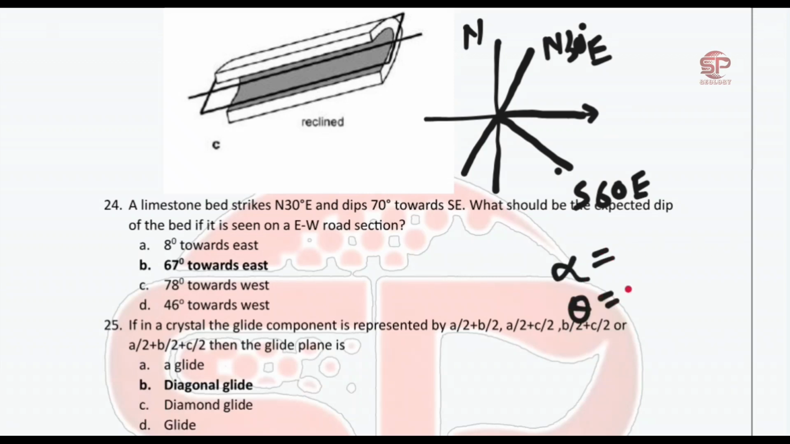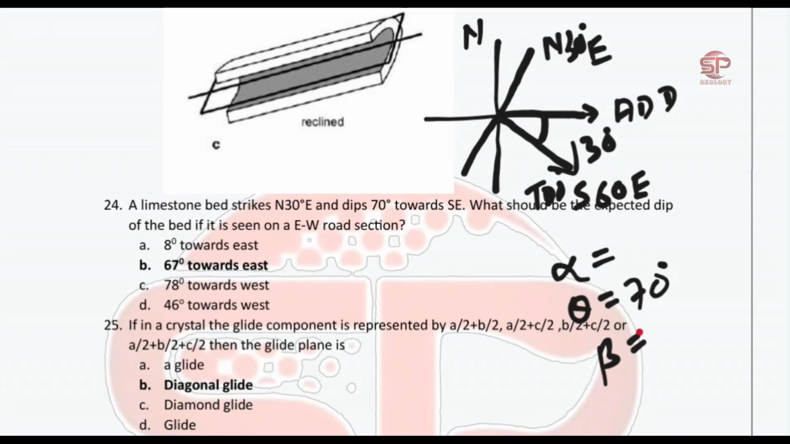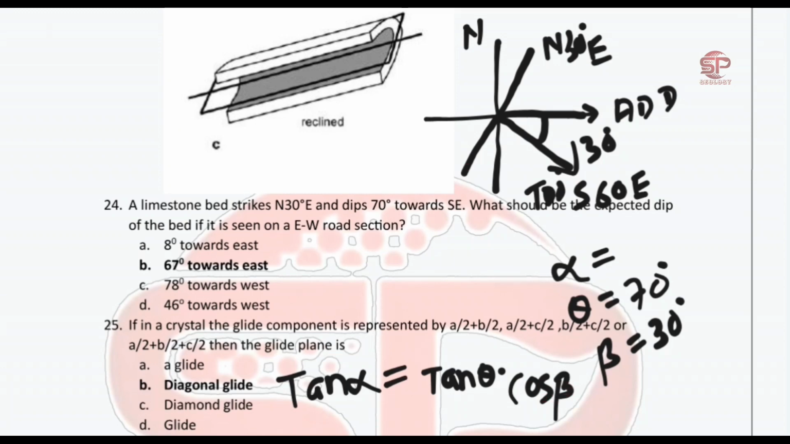So theta is given as 70 degrees, and we can calculate beta from here. This is the true dip direction. This is the apparent dip direction. So this angle will be 30 degrees. So this is 30, this is 60, and this is 30. So beta will be 30 degrees. So you can put the formula tan alpha equal to tan theta into cos beta. If you put the values, the answer will be approximately 67 degrees towards east.